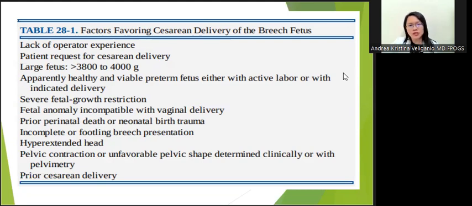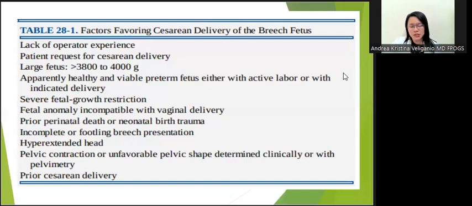Okay, fetal growth restriction. Remember that they have disproportionate body parts. The head and the abdomen are not proportionate. It tends to be bigger. And so you cannot risk a vaginal delivery in a breech. Fetal anomaly, as mentioned earlier, sacrococcygeal teratoma, gastroschisis, hydrocephalus, you cannot deliver vaginally.